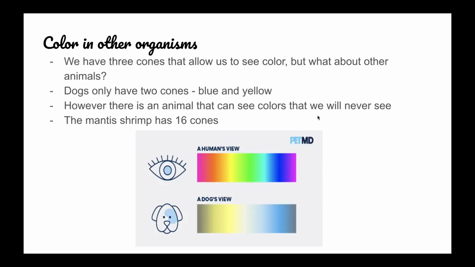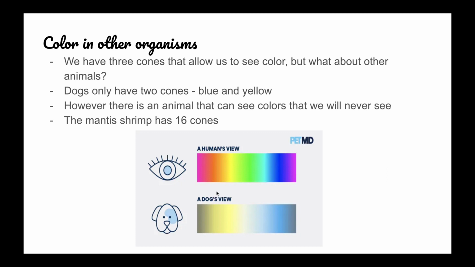So, color in other organisms. Obviously we have our 3 cones that allow us to see this spectrum of color. But what about other organisms? Dogs only have 2 cones. They have blue and yellow. They have rods still, so they can see black and white wavelengths, but they only have blue and yellow cones. So this is their visual spectrum. This is their spectrum of color that they are able to perceive.